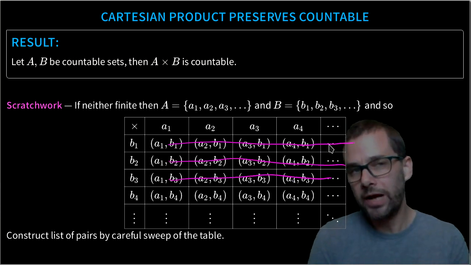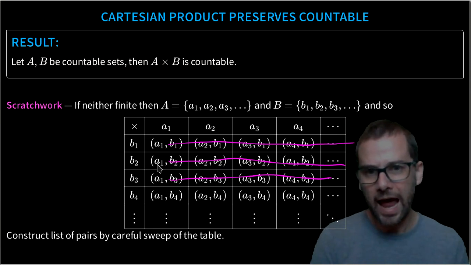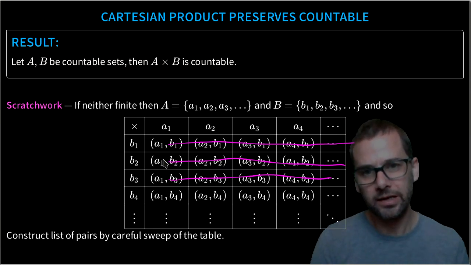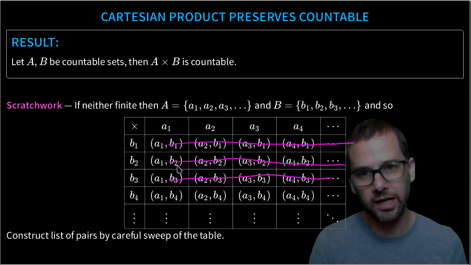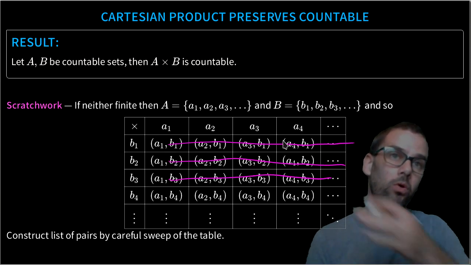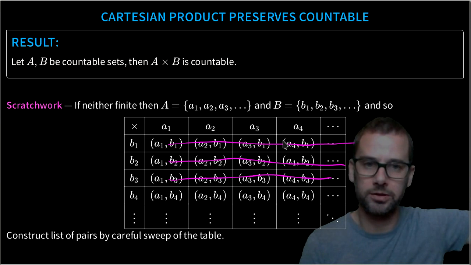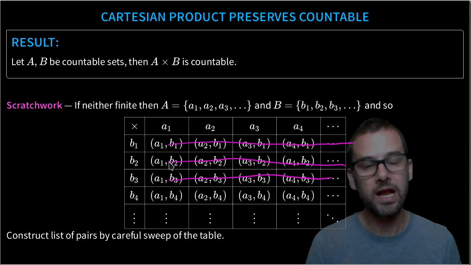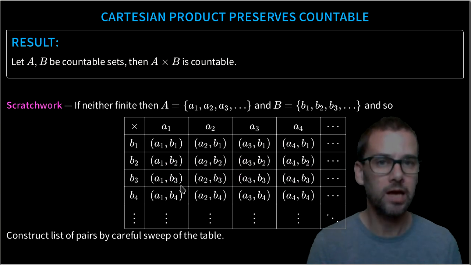Now, while that list would have everything, I wouldn't actually know when I would get to this thing here. What position on the list would this element be at? Because I would have to go all the way off to infinity on the first row before I got to here. So I'd never get to this element in some finite time. So it's important that I traverse it in some careful way.